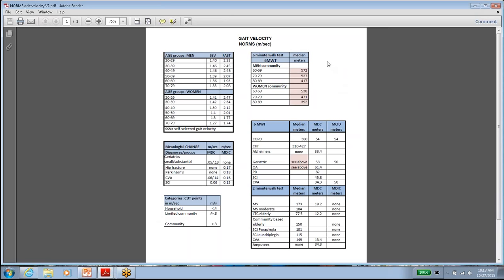Because PTs, once you get your gait velocity, and I'll show you how to calculate that in a second, here are all of your normative values for gait velocity. We'll talk about MDCs and MCIDs in a second. 6-minute walk test norms. This is a super valuable piece. It takes you literally 10 seconds to get this number. And then it gives you all sorts of information. So let's take it a step further. What does that one number tell you?